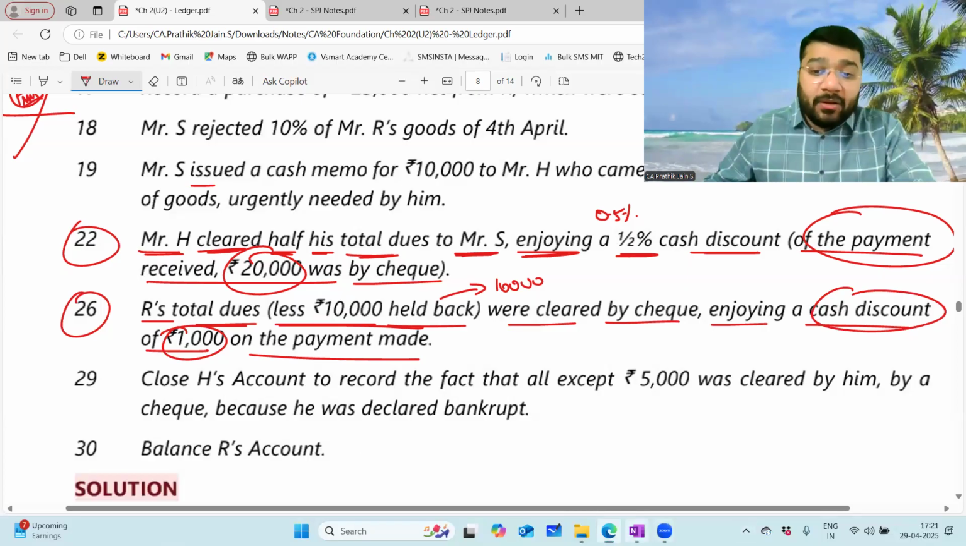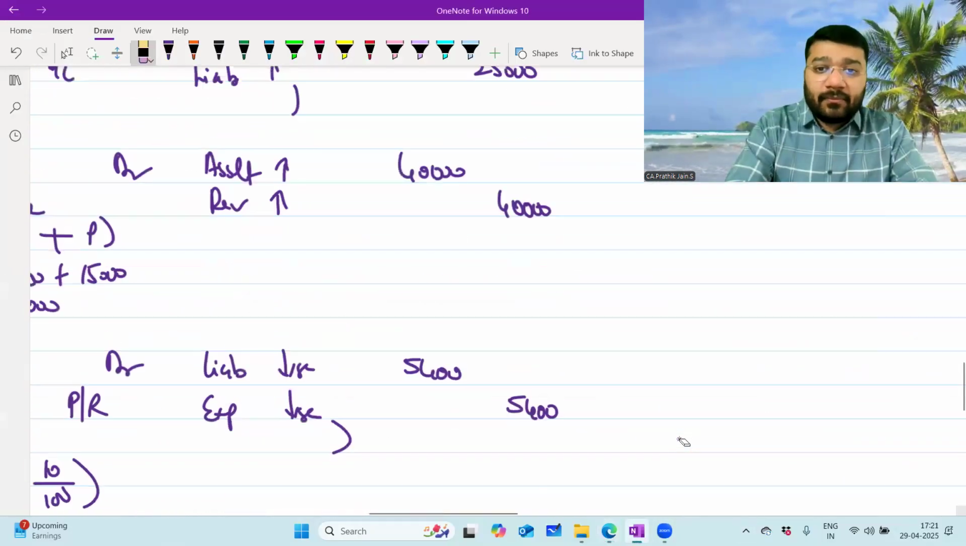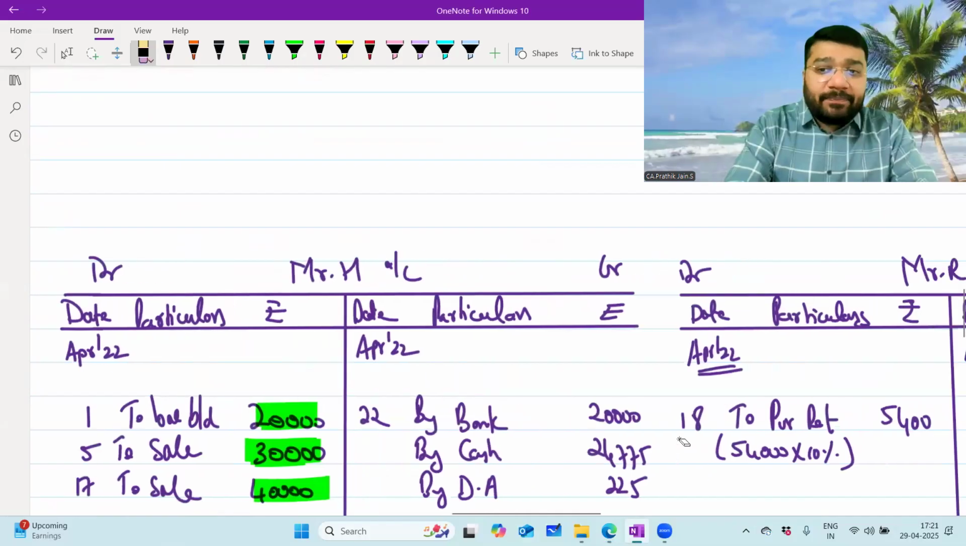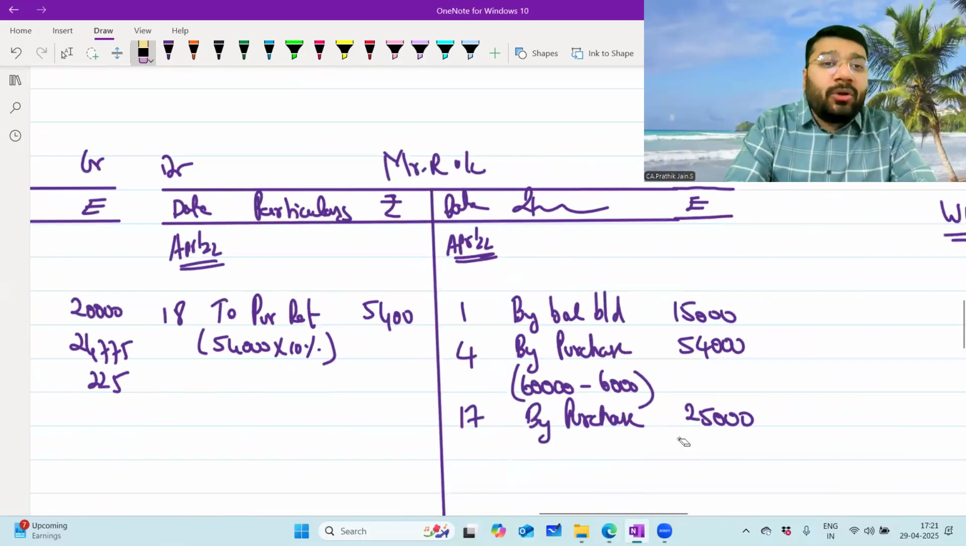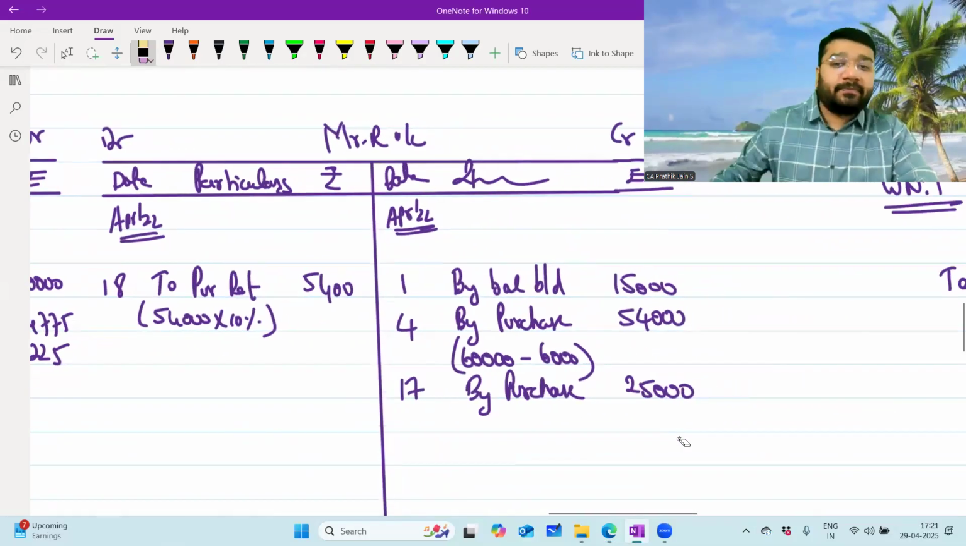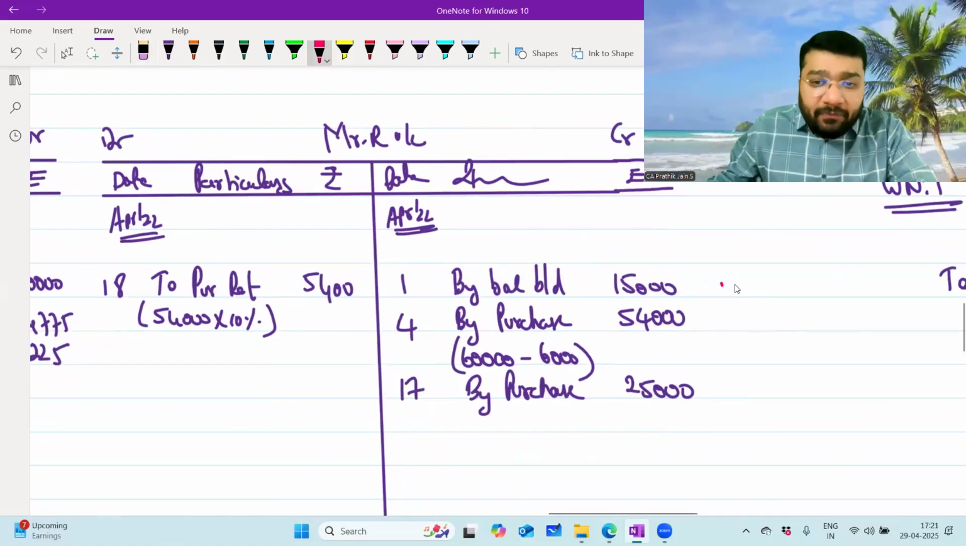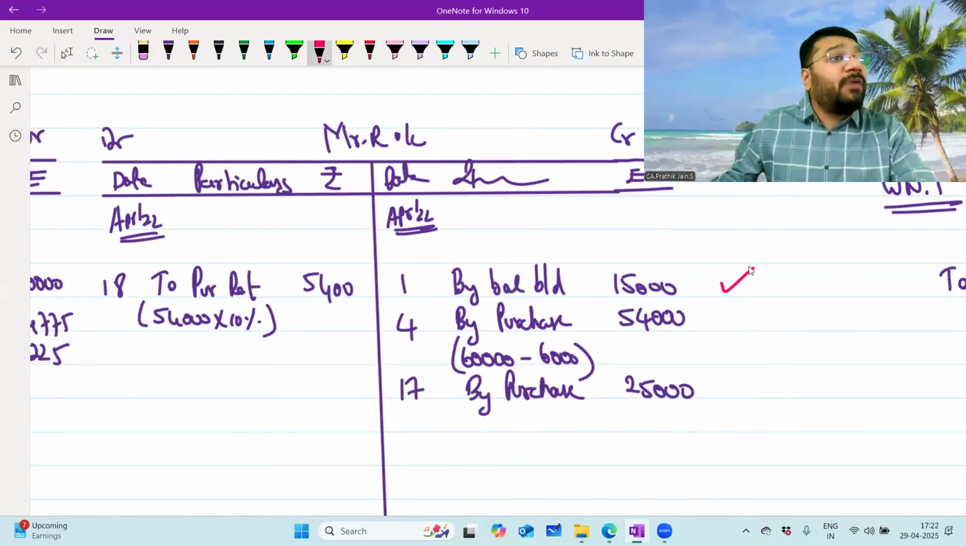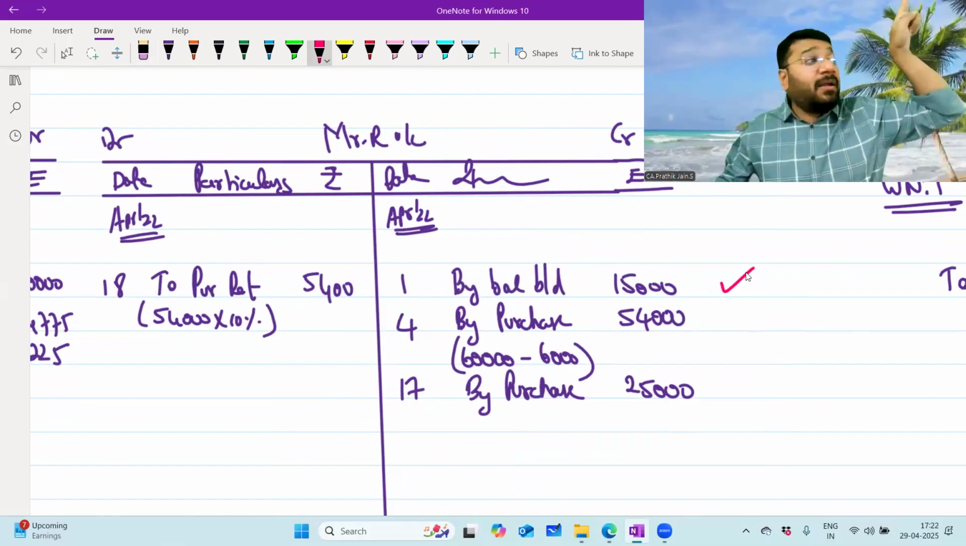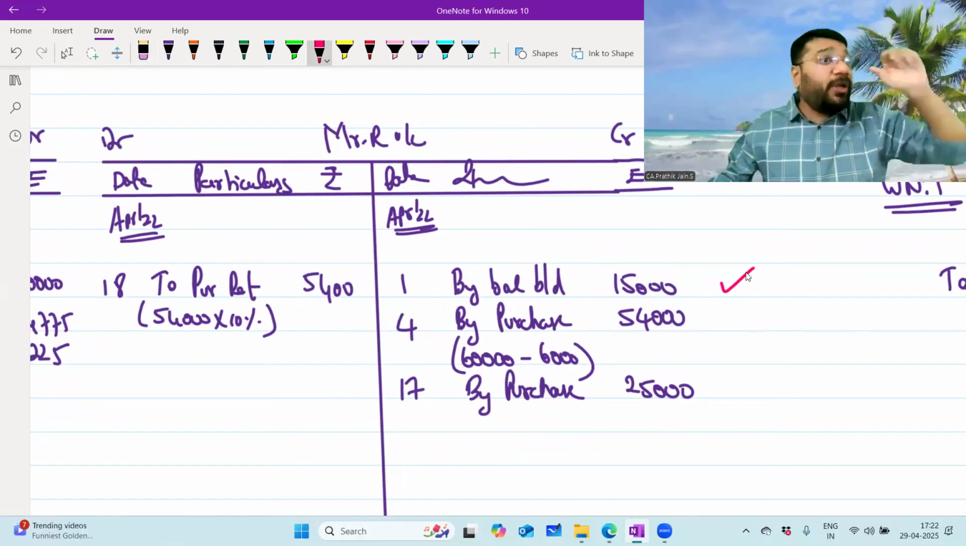Now, don't do anything, just observe. Come back to R's ledger. Please tell me, what is the total due to R? Sir, we have to pay 15,000 to R in the form of opening balance. Means what? 15,000 worth of goods were purchased last year, but payment was not done last year. Now we are going to do it.